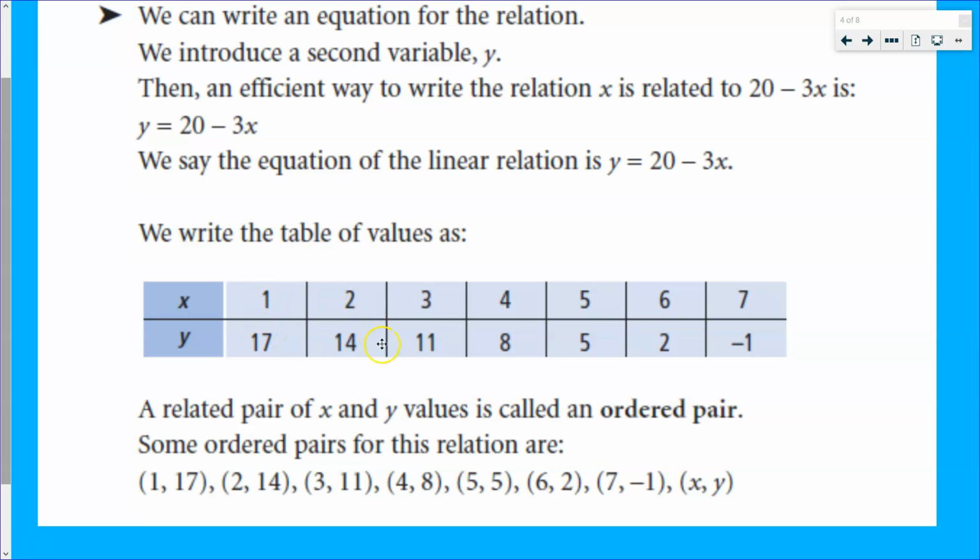And what these create are called ordered pairs. Hopefully this is review from last year or the year before. Okay, so some of the ordered pairs of this relation are 1 and 17, 2 and 14, 3 and 11, and all the way up to x and y. Those are also ordered pairs, and they say some because this could go on forever, right? And a line is infinite.